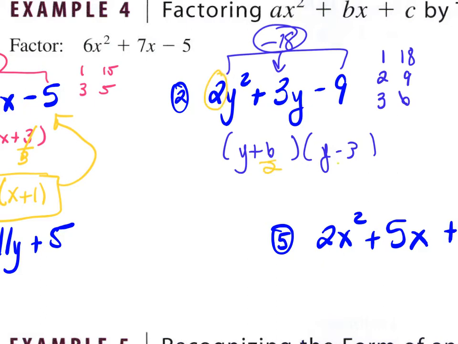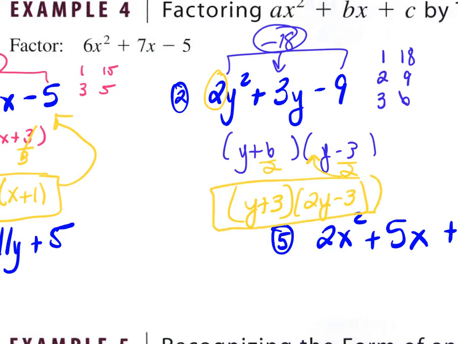I'll put it underneath. 6 divided by 2, yes? 3. Okay, so y plus 3. And then 3 divided by 2. Is that nice and pretty? No. So it becomes 2y minus 3.